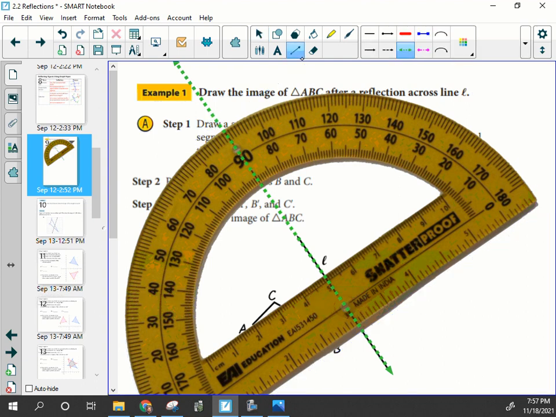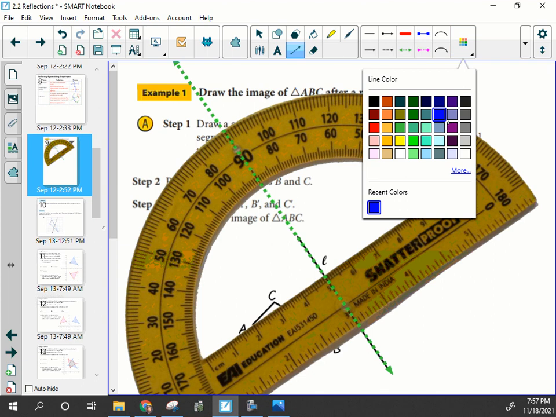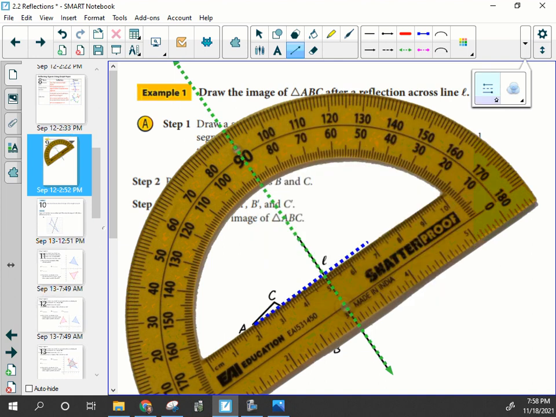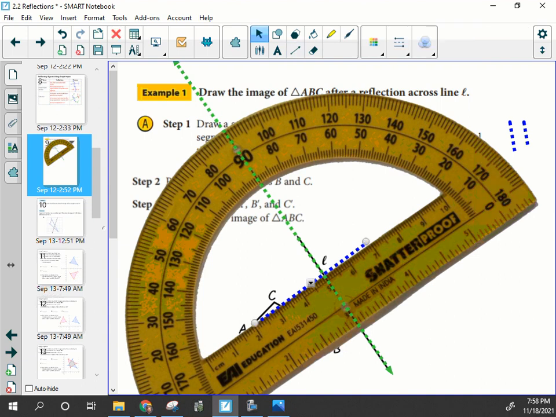Now I'm using the line tool here to do this. So I'm going to trace the edge of my protractor so it goes up. And what I'm going to do is draw it 3 centimeters to the other side. So from 5, 6, 7, 8 centimeters, there's my point A prime.